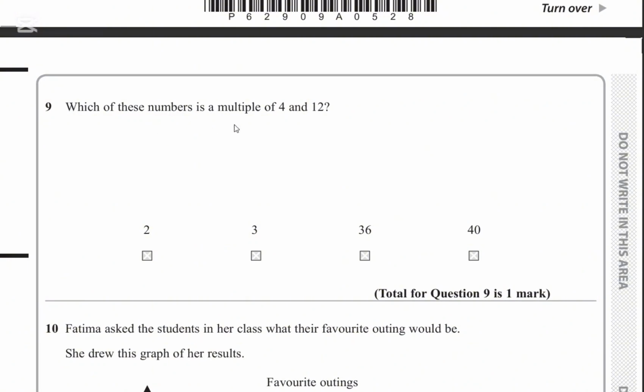Find which of these numbers is a multiple of 4 and 12. So a multiple basically means it's in the times table. So which of these numbers is in times table 4 and in times table 12? So first of all, 2 and 3 are not, because they're already smaller. I don't have 2 in the times table 4. The least thing in times table 4 is 4 times 1, which is 4. Same thing goes for the 3.